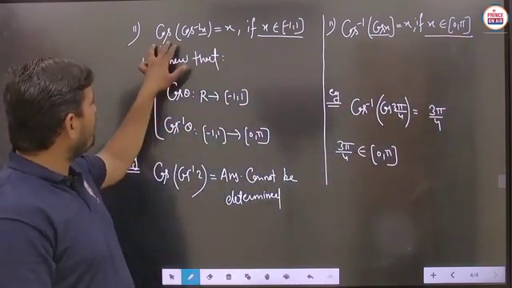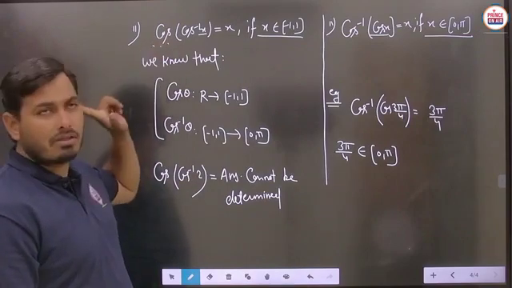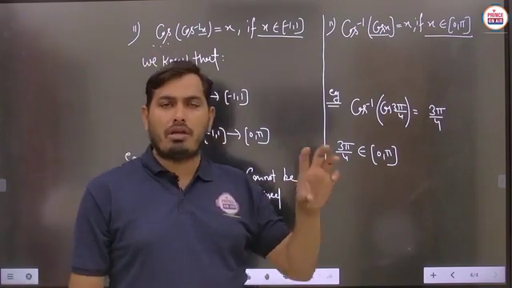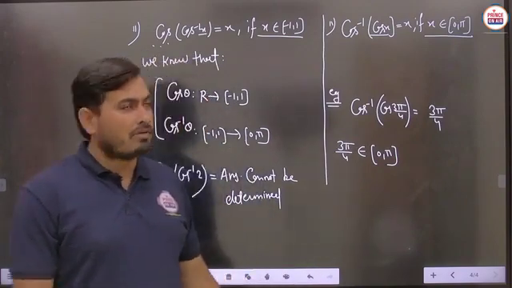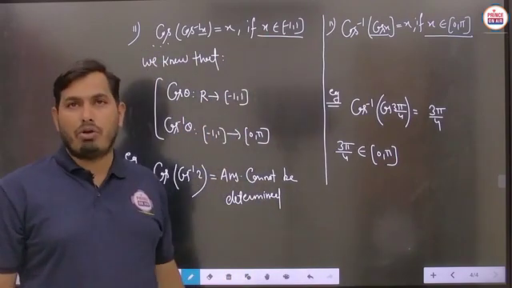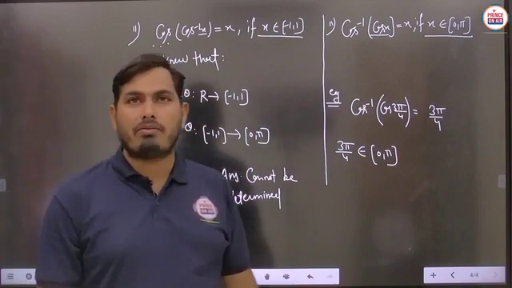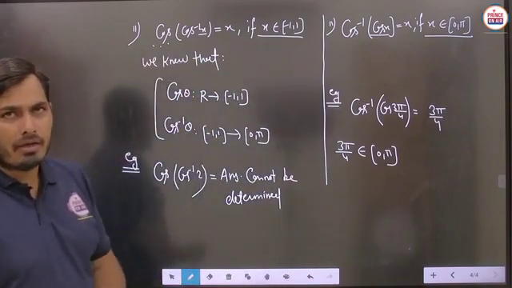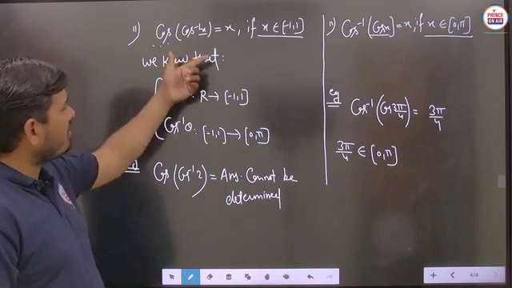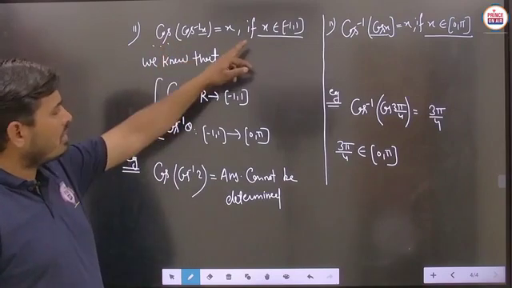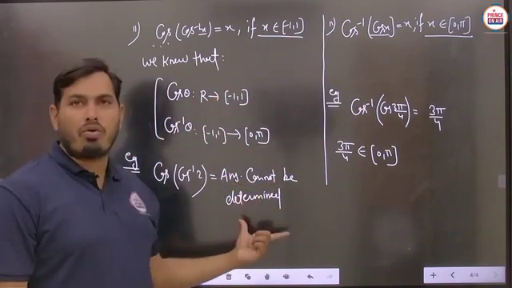Here the outside function is cos x, so the answer of cos x will always be from -1 to +1. That's why x belongs to the closed interval -1 to +1. Is it clear? Again, similar things: suppose this x does not belong to this interval, then we can say the answer cannot be determined.